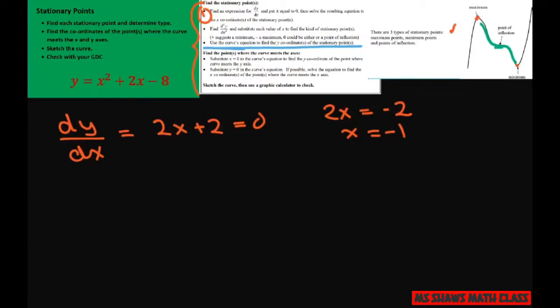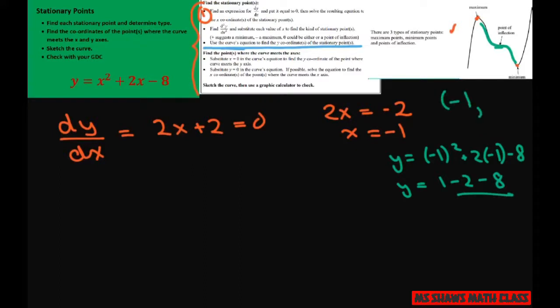Now, when you plug in negative 1, we're going to get, let's see, y equals negative 1 squared plus 2 times negative 1 minus 8. So that's going to give us 1 minus 2 minus 8. It's negative 10 plus 1. So we're going to have negative 1 comma negative 9, and we've got to determine if this point is a maximum, minimum, or a stationary point.